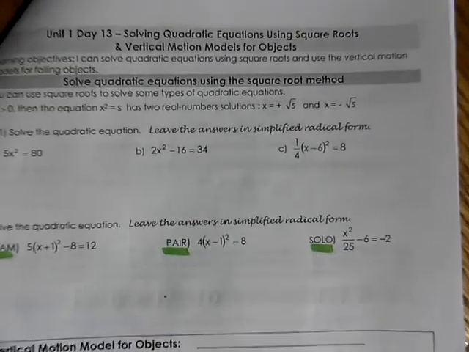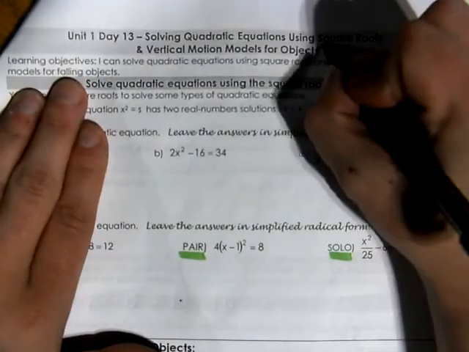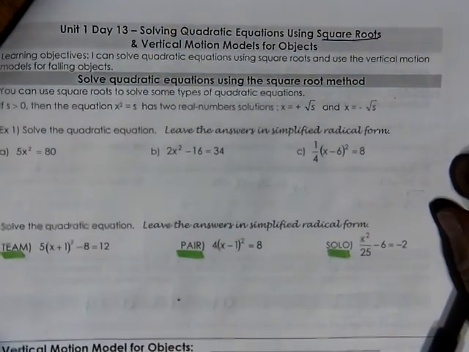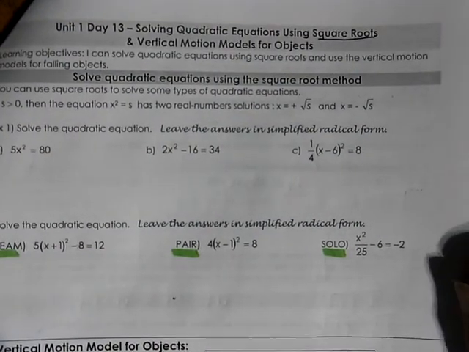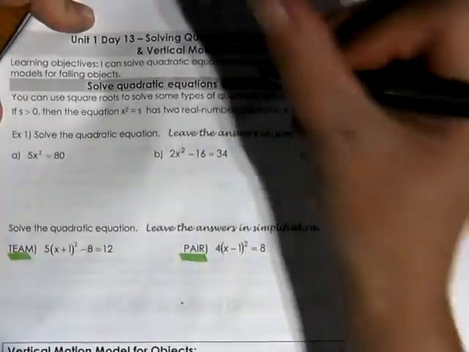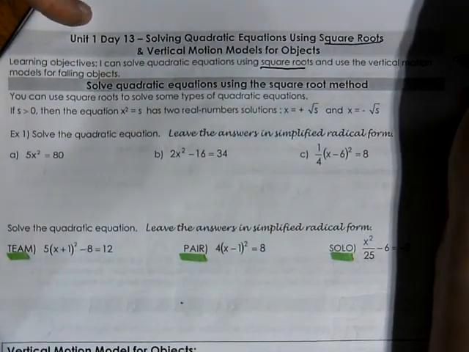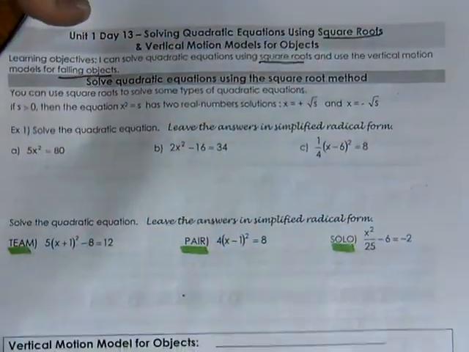Hi everyone, for today's lesson we are going to learn how to solve quadratic equations using square roots, and we are also going to do vertical motion models for objects. Our learning objectives are: I can solve quadratic equations using square roots and use the vertical motion models for falling objects. So this is going to be for falling objects.